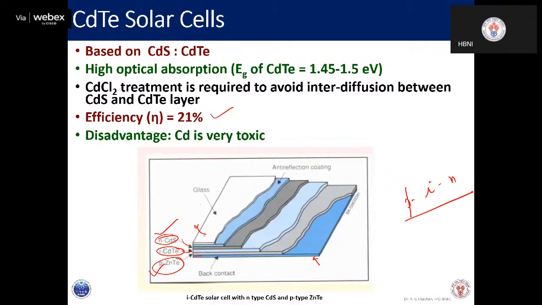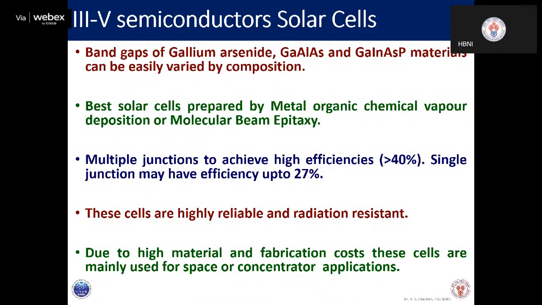So these are different processes. Then there's another one, the third-fifth semiconductor solar cell. So, the band gap of gallium arsenide. Third-fifth means one material is from the third group, and another material is from the fifth group, like gallium arsenide: gallium and arsenide.